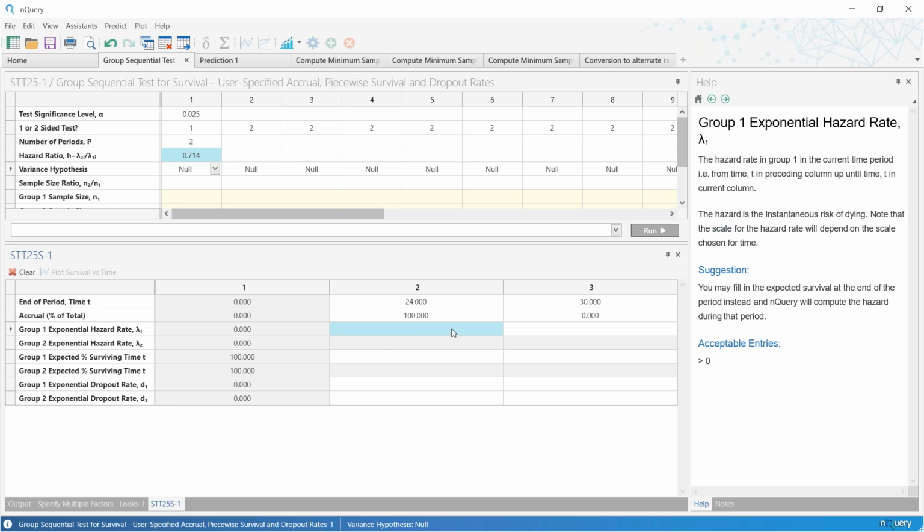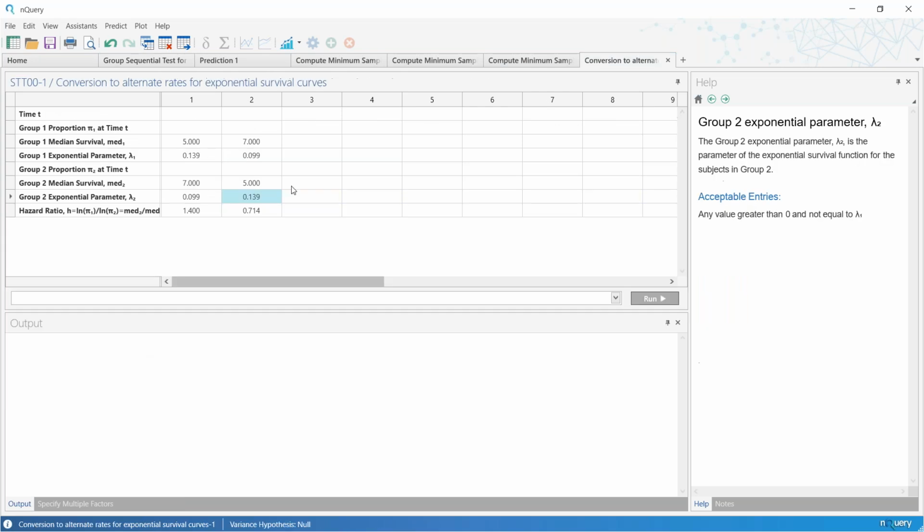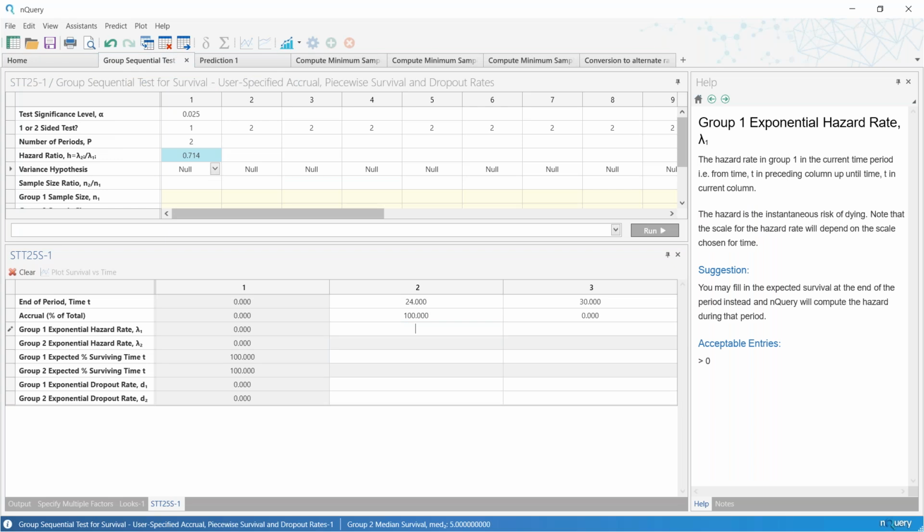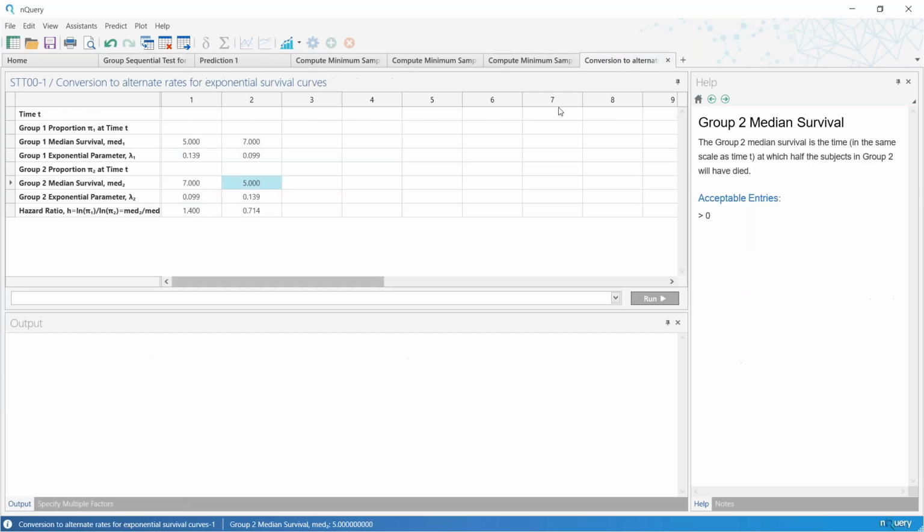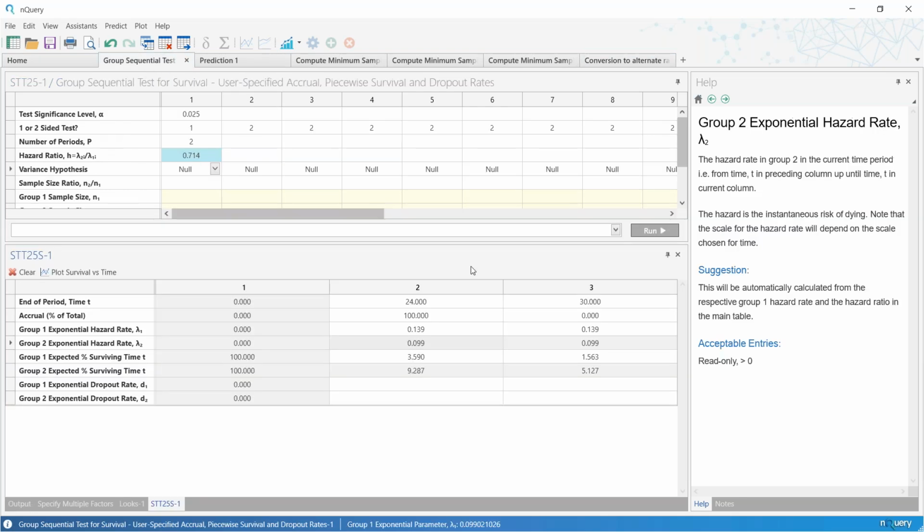So then we need to get our exponential hazard rate. So we can easily get that by going in here and taking the value here. So we're going to take the control rate of about 0.14, and we're going to enter that into the group 1 exponential hazard rate. And you can see here that we get back 0.099 as we have from this table. So you can see that we're getting the correct exponential hazard rate for this particular hazard ratio.